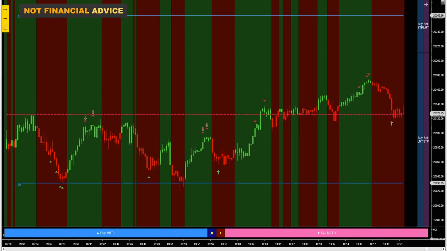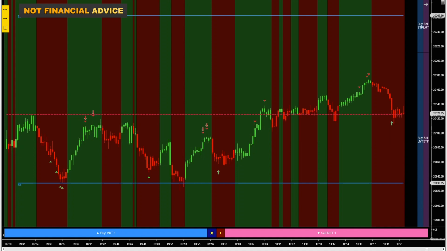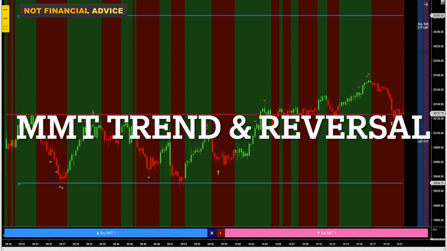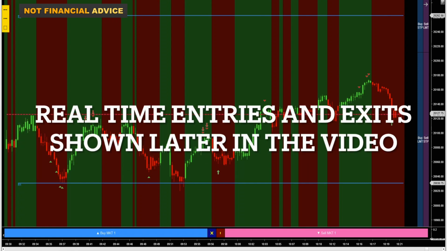I'm going to show you a way to scalp on the 15-second chart. This is a 15-second NQ chart. This used to be one of my favorite charts to trade on. I've added the MMT trend and reversal indicator. It's got a Williams as the input series. I'll show you all the settings towards the end of the video.